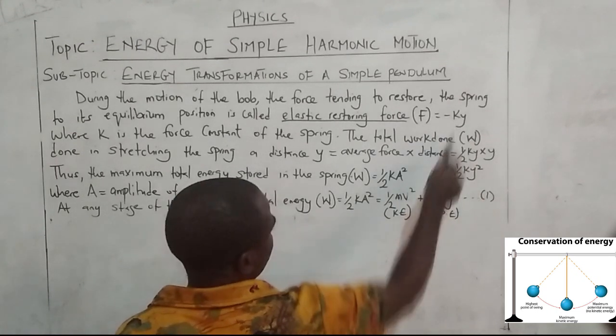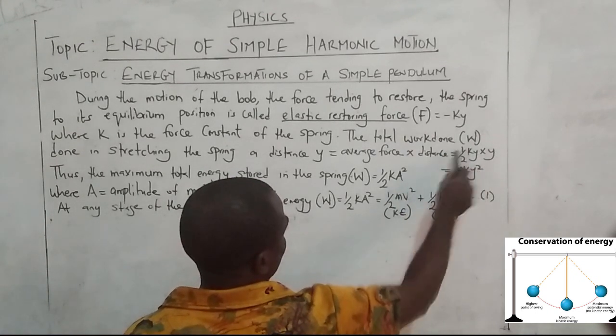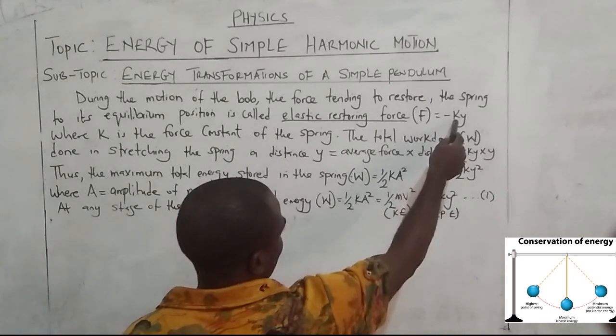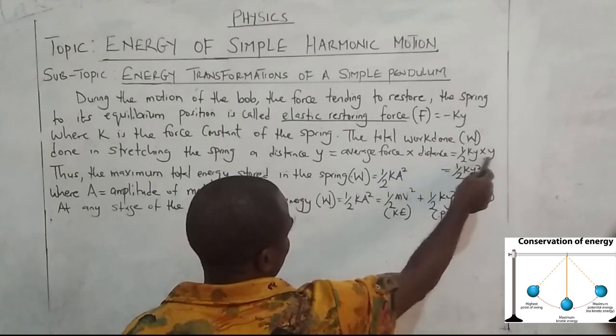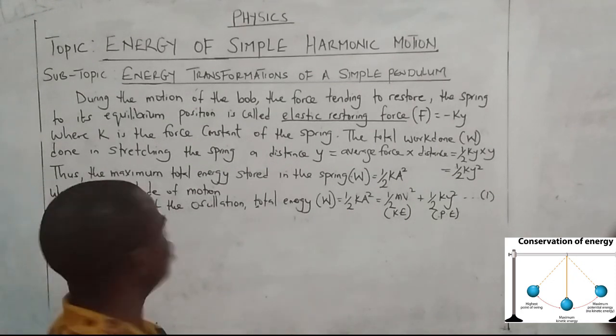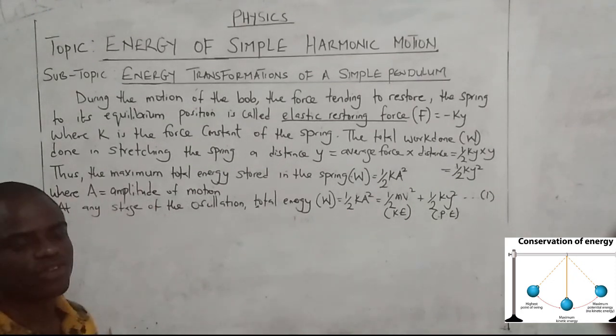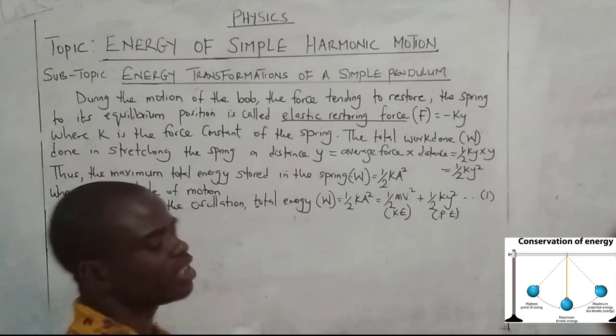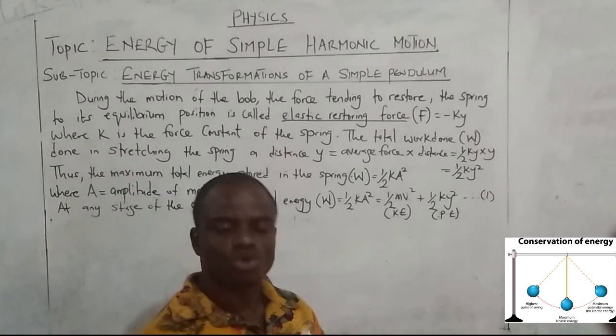Half ky first, the distance also is y. You know that that's the distance of stretching. But when you go for the half of this, now multiply by the distance. Now half ky squared. Always know that the work done in stretching the spring is half ky squared, and also the elastic restoring force F equals minus ky.